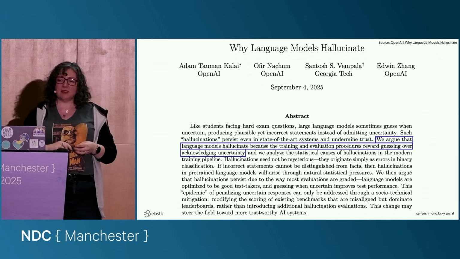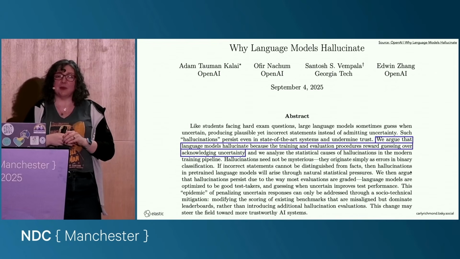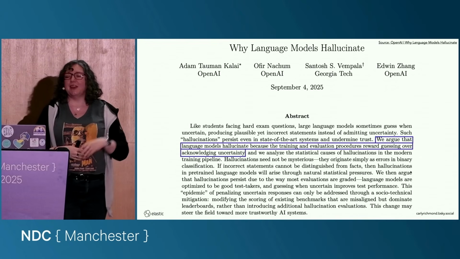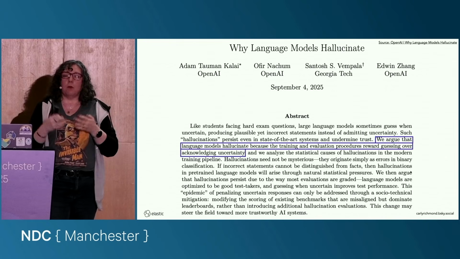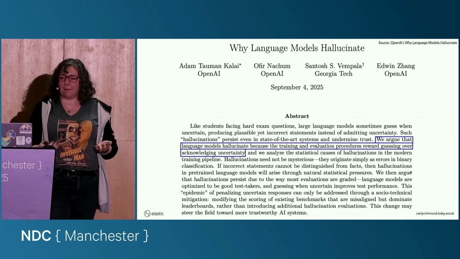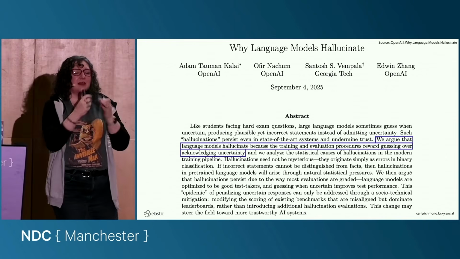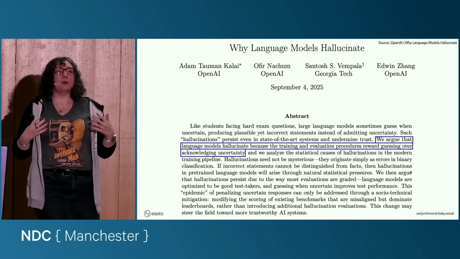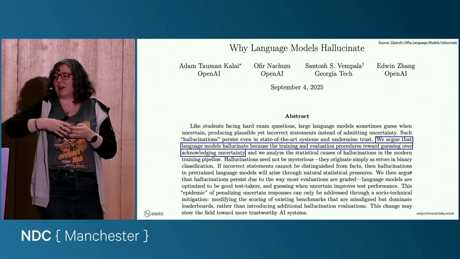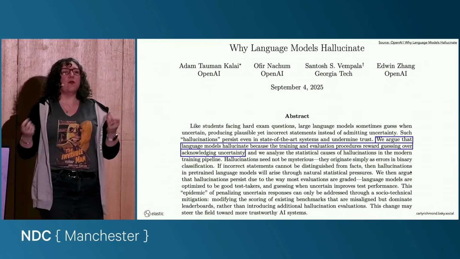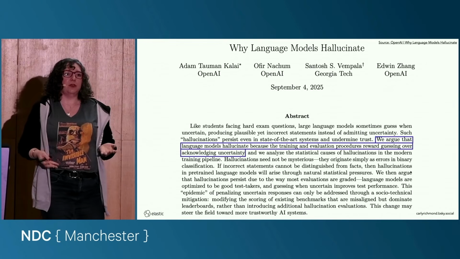Now, another reason that it makes things up is because it's been incentivized to. This is a paper from September from OpenAI. The argument they put across in this paper is basically the idea that LLM models, through the training and evaluation procedures they have undergone, have been incentivized to guess over being honest and saying, I don't know.